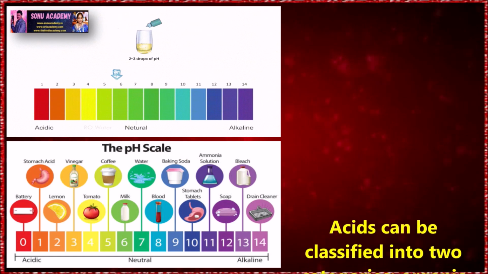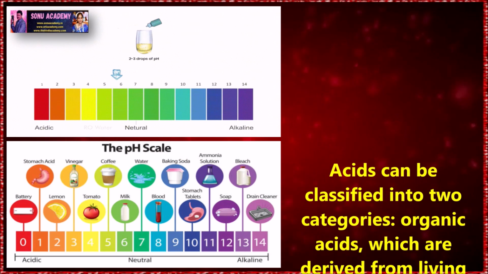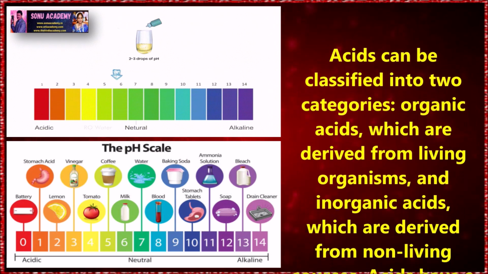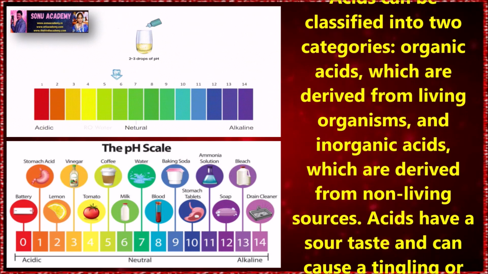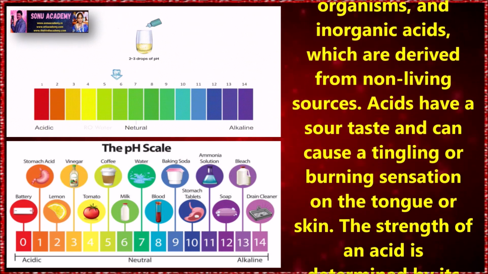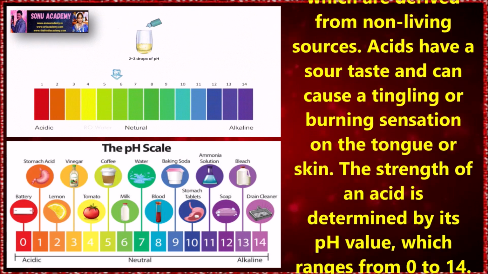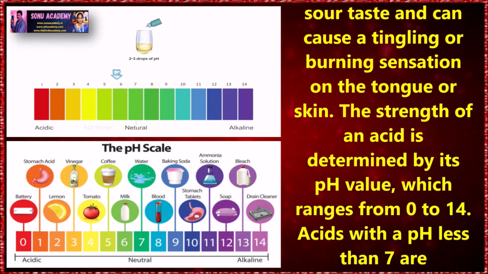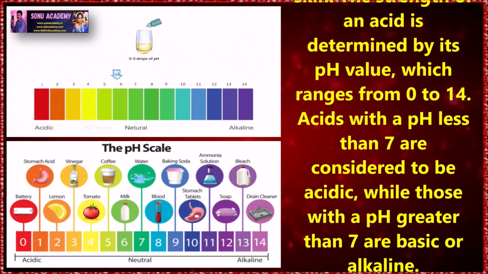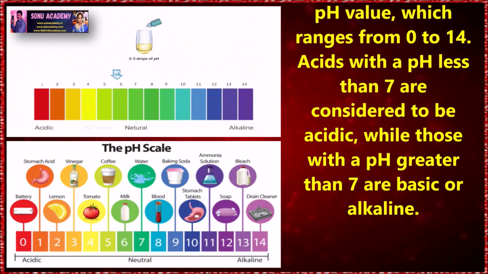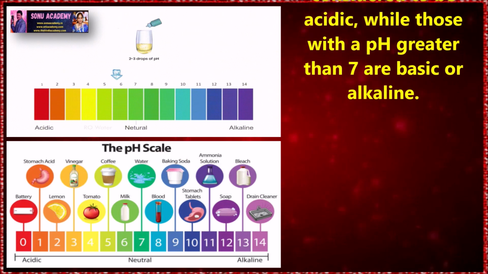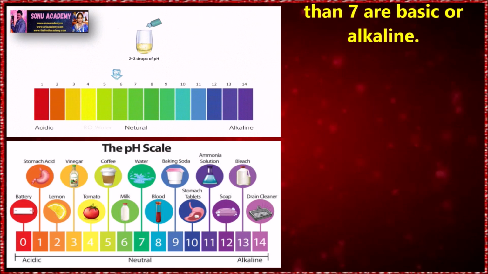Children, acids can be classified into two categories: organic acids, which are derived from living organisms, and inorganic acids, which are derived from non-living sources. Acids have a sour taste and can cause a tingling or burning sensation on the tongue or skin. The strength of an acid is determined by its pH value, which ranges from 0 to 14. Acids with a pH less than 7 are considered acidic, while those with a pH greater than 7 are basic or alkaline.